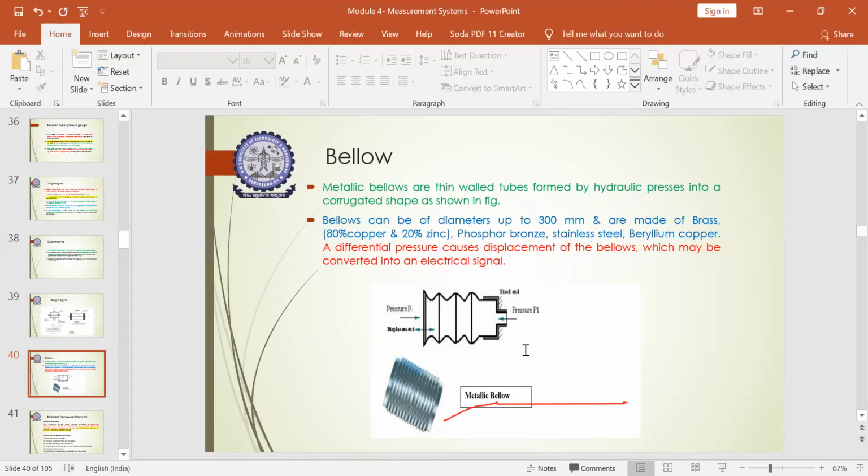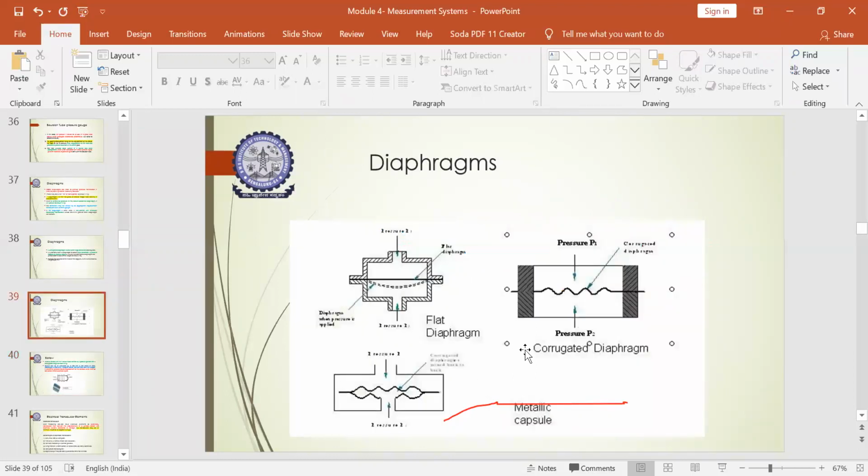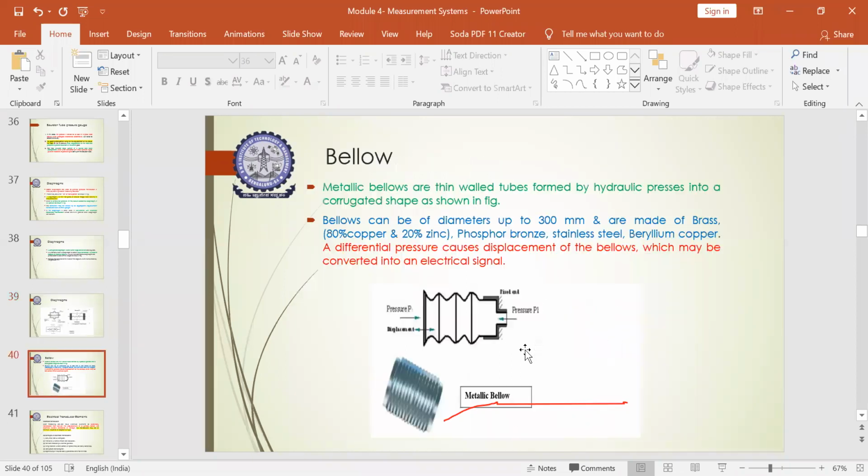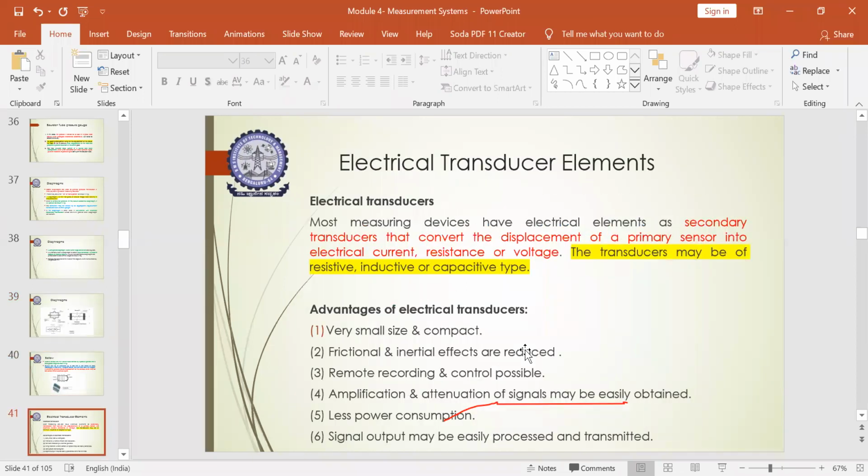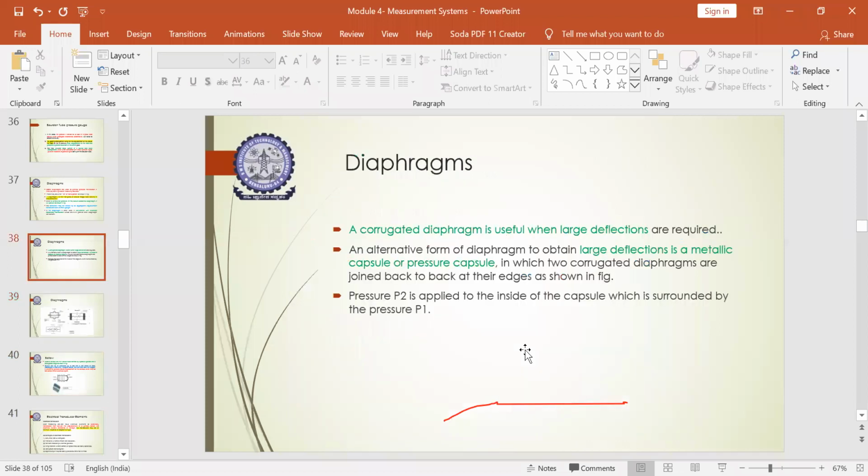you can go with the diaphragm. In the diaphragm also you have constraints, whether you need only very low deflection or major deflection. Based on that, you again have different categories. So depending upon one's application, people can go for any type of sensing element in a mechanical transducer. That could be the spiral spring, the diaphragm, or the bellows. This is about the diaphragms.